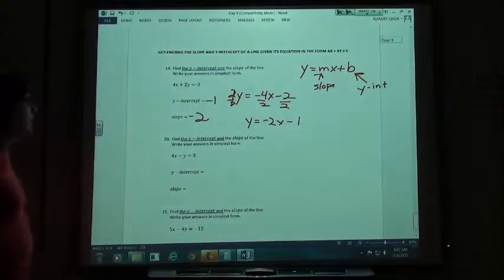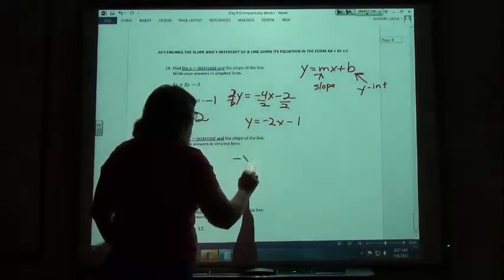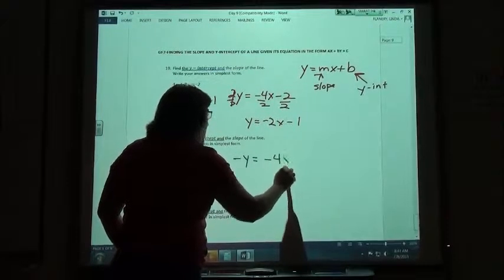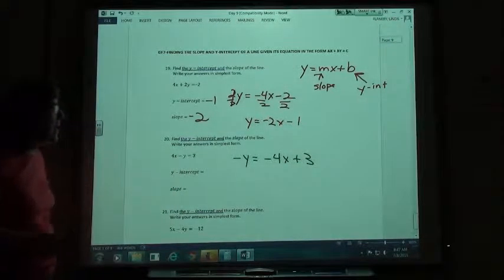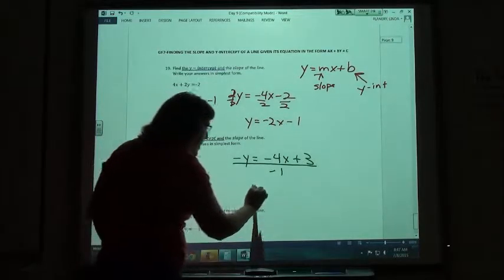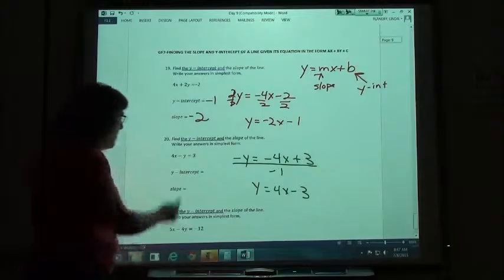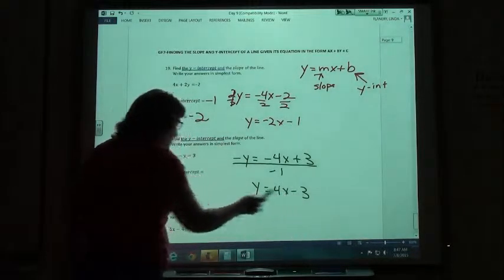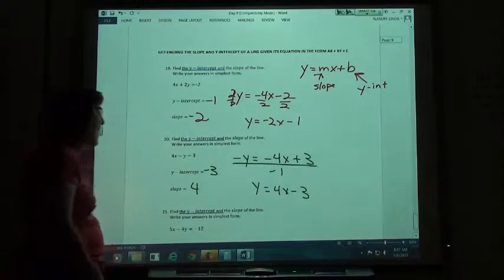So on number 20, if I want to solve that one for y, negative y is going to equal negative 4x plus 3. Moving my 4x to the other side made it negative. Dividing everything by negative 1 is just going to change my signs. So y = 4x minus 3. My y-intercept, the minus 3 on the end. My slope, the 4 that's in front of my x.